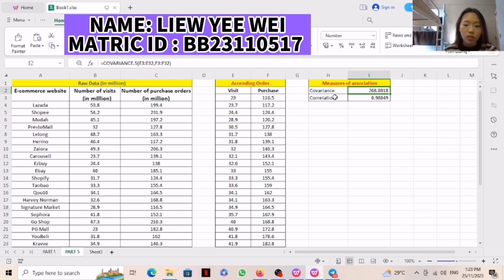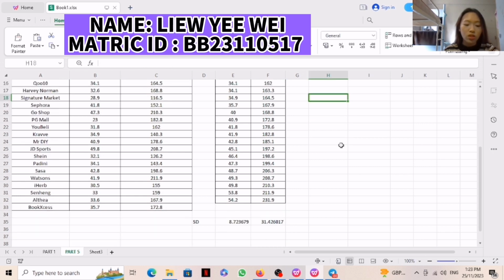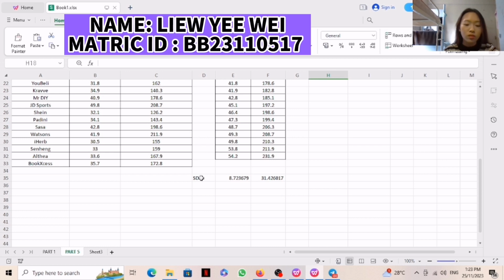What is correlation? Correlation describes both the direction and the strength of the relationship between two variables. Before we find the correlation, we need to find the standard deviation of both metrics first. This is the standard deviation of the number of visits in million, and this is the standard deviation for the number of purchase orders in million.